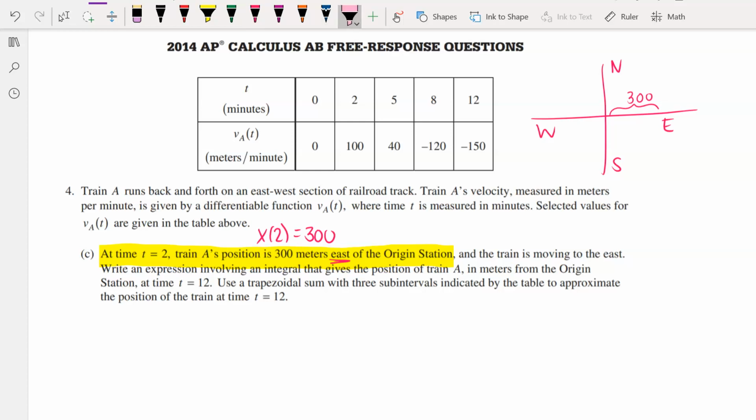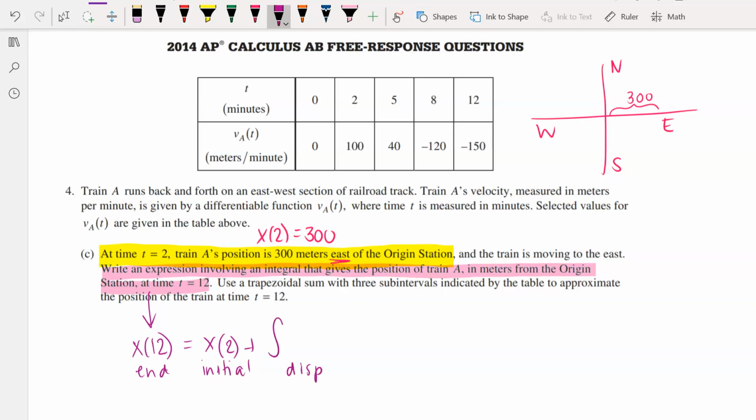What do we need to do? Write an expression involving an integral that gives you the position of train A. So we're finding ending position at time equals 12. So we're finding ending position, which is x of 12. My ending position is equal to my initial position plus my displacement.